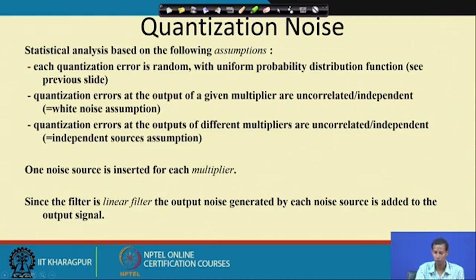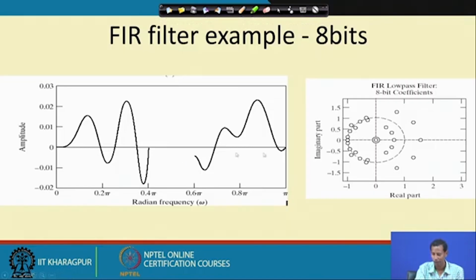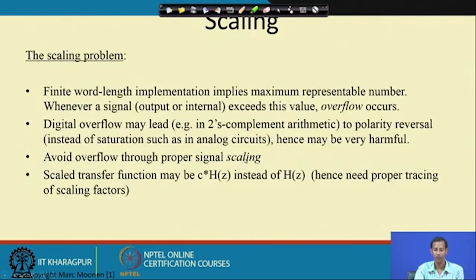Since the filter is a linear filter, the output noise generated by each of the noise sources is added to the output signal. Basically, whenever we calculate the overall transfer function, whatever analysis we are doing is based on the overall quantization, considering quantization in the coefficients as well as quantization in the arithmetic operations, whether of a multiplier or of an adder, for both. Considering that fact, we get this particular curve or graph. This is the way of doing this.